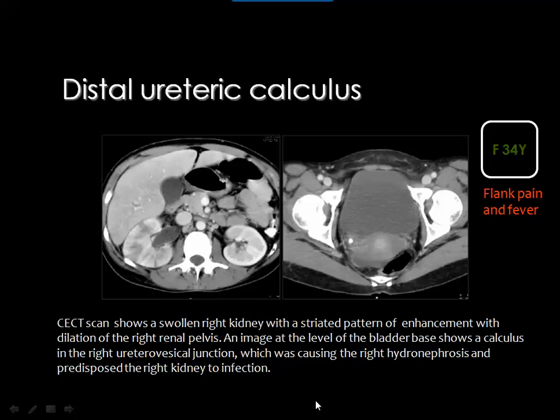And this is a CT scan of a patient with flank pain on the right side and fever. And here you see that there is a radiopaque calculus at the terminal part of the ureter. There is distension of the renal pelvis and inability of the kidney to excrete contrast media. You should know that this is not contrast because the renal pelvis does not contain contrast material, as you can see here.